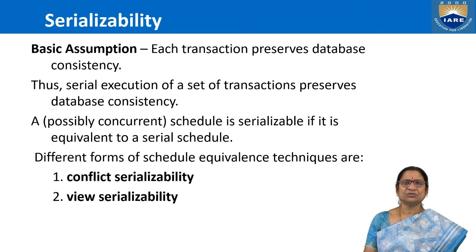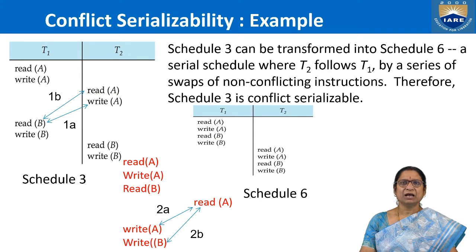Different types of schedules can be generated in a chronological order. Each transaction preserves consistency; this is the basic assumption. All transactions executed concurrently together must also preserve consistency. A possible concurrent schedule is serializable if it is equivalent to one of the serial schedules. Different forms of schedule equivalence techniques are conflict serializability and view serializability. I explained conflict serializability in the last class.